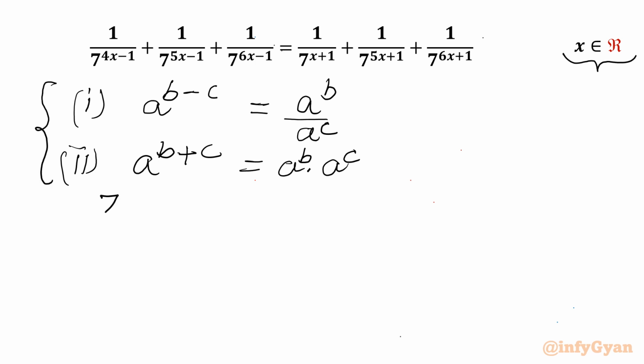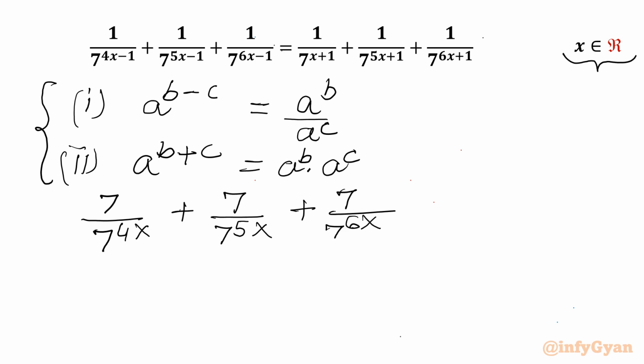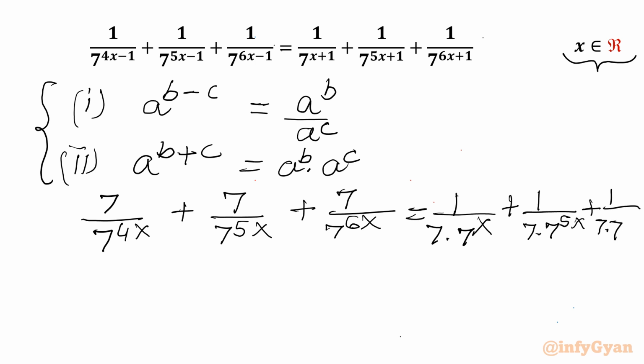So I will be writing the equation as 7 over 7^(4x) using property 1, plus 7 over 7^(5x), plus 7 over 7^(6x). Now the term on the RHS, we will use property 2. So I can write 1 over 7 times 7^x plus 1 over 7 times 7^(5x) plus 1 over 7 times 7^(6x).